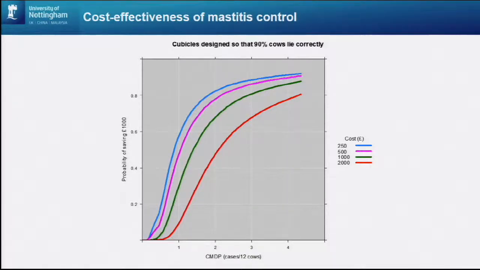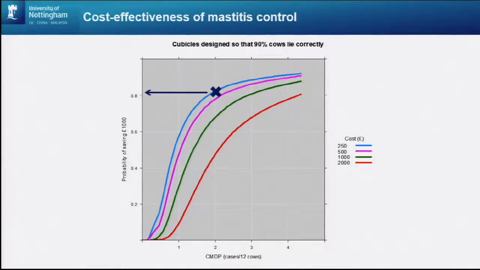I've just selected one intervention, which is cubicles designed so that 90% of cows lie in them correctly. Across the bottom here, we've got their starting rate of mastitis, which is number of cases per 12 cows. Up the y-axis here, we've got the probability of saving £1,000 over a 12-month period. That's about 143,000 Japanese yen, or about 1,300 US dollars. And then the different colours correspond to different costs to implement this intervention.